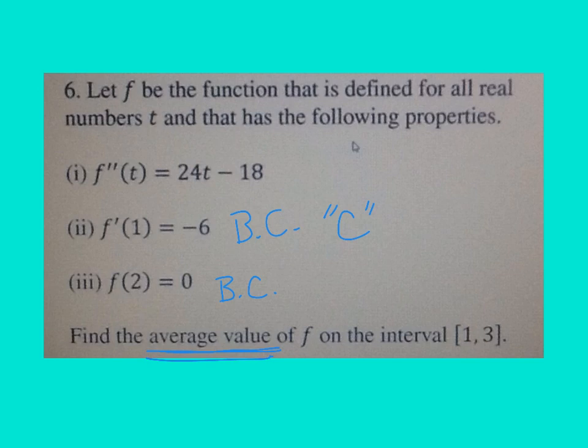So to find the average value, the first thing I'm going to do is have to work my way backwards to figure out what f is. Then I can use my average value. So I'm also going to just remind us that my average value of a function is 1 over b minus a, times the integral from a to b of my function, f of t dt. So this is what I ultimately want to solve in this particular question.